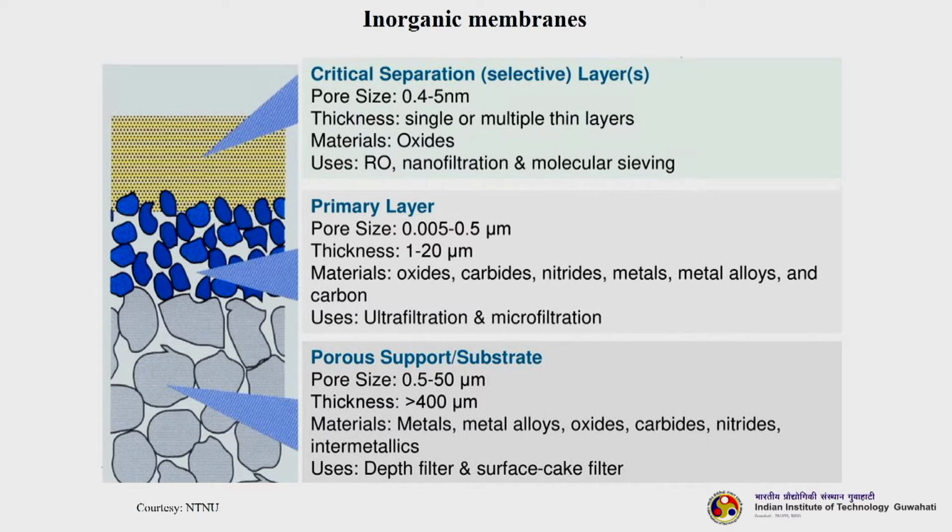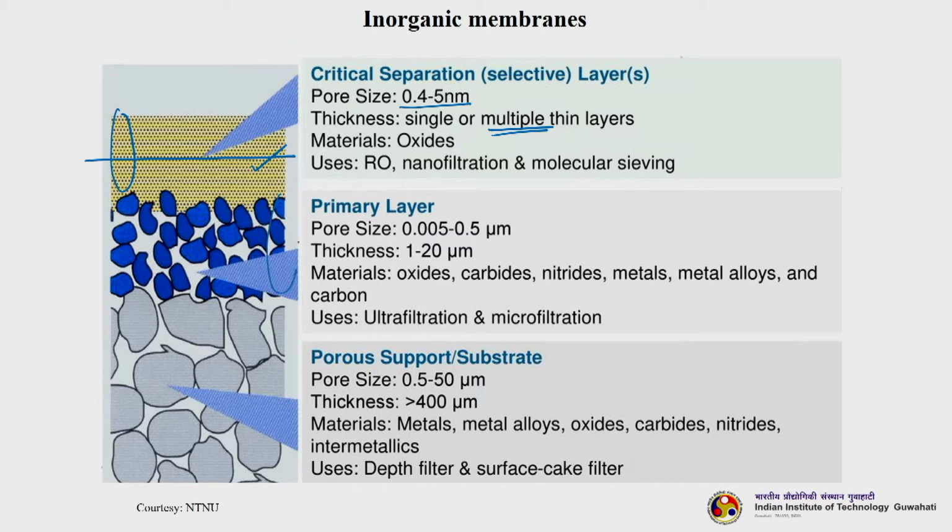So, let us again understand the structure and details of an inorganic membrane. This is a 3 layer inorganic membrane, where the top layer, the yellow part, is doing the critical separation, that is the selective layer. The pore size is usually 0.4 to 5 nanometer. The thickness can be single or multiple. Please remember this is also very important. We can have 2 layers or a single layer. Usually oxides are used as the materials. The uses are in reverse osmosis, nanofiltration and molecular sieving.